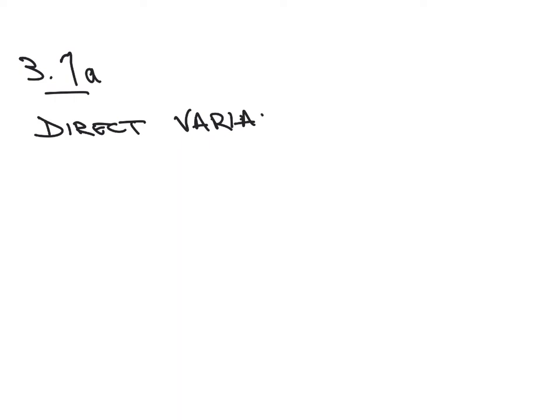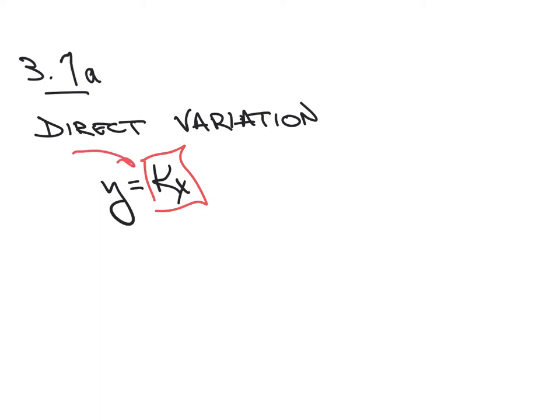The book doesn't really give a lot of explanation about what direct variation is, but they do give you an equation that looks like this. And direct variation is basically multiplication. So we have k, where k is a non-zero constant or a non-zero number, and it's called the constant of variation.